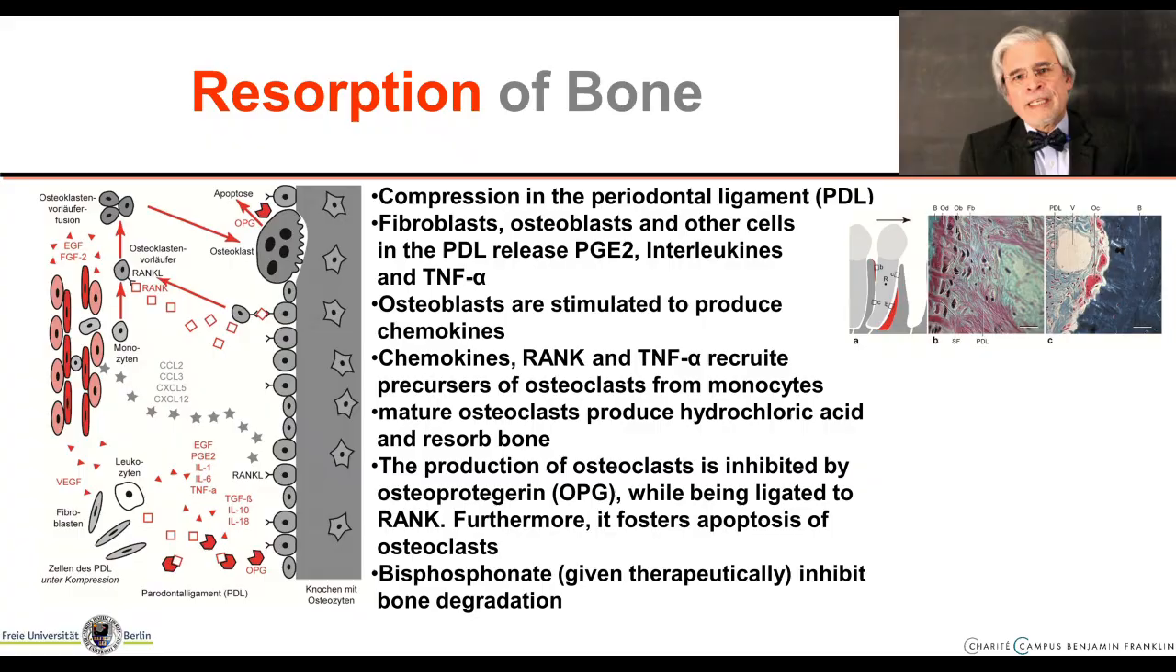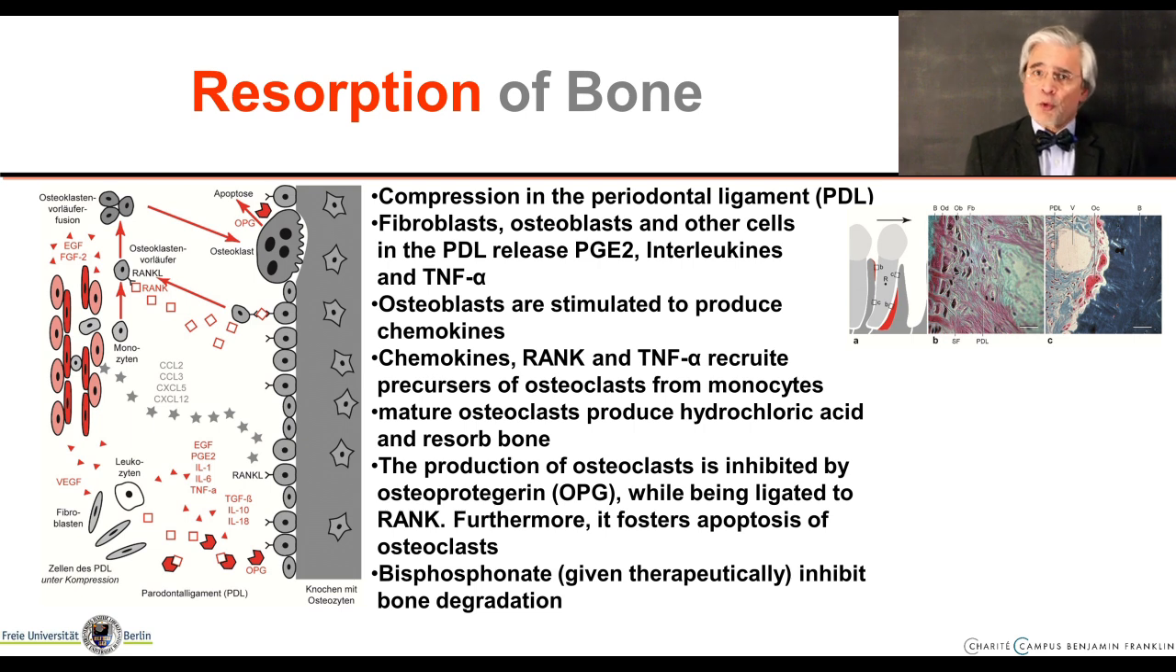Let us also address the resorption of bone. Here the trigger is a compression, a force on the tooth-supporting tissue and on the bone. This is also perceived by the fibroblasts and the many other cells that are present there in abundance. They then release prostaglandin E2, interleukins and tumor necrosis factor alpha, which stimulates the osteoblast to produce chemokines.